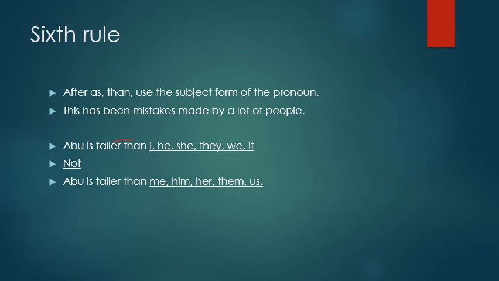All right. So we have an example: Abu is taller than, after the than, we use a subject form. Abu is taller than I. Abu is taller than he. Abu is taller than she. Abu is taller than they. Abu is taller than we. Not Abu is taller than me. Not Abu is taller than him. Not Abu is taller than her. Not Abu is taller than them. We don't use the object form. Use a subject form. All right.